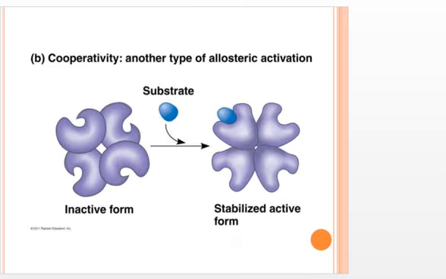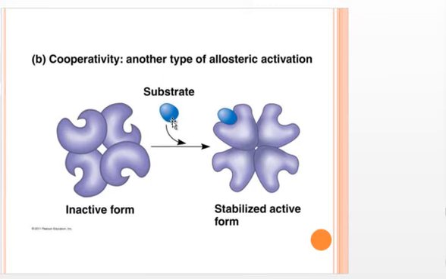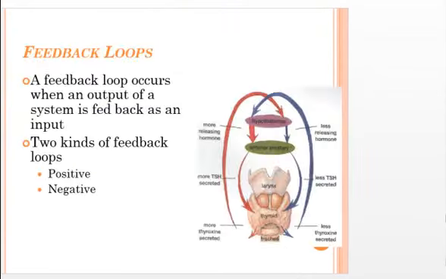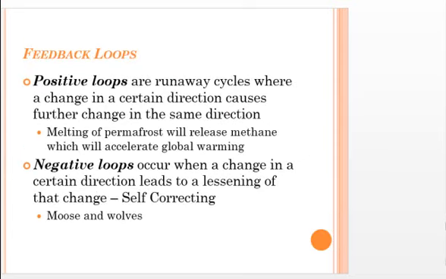And this is cooperativity, which basically you have your inactive form. The substrate will come in. That substrate will bind, and now it's stabilized in an active form and can bind to other molecules. And this is really an example of feedback. And there are 2 types of feedback that you need to know about, and their names are kind of misleading. There's positive feedback and negative feedback. But positive doesn't necessarily mean good, and negative doesn't necessarily mean bad.